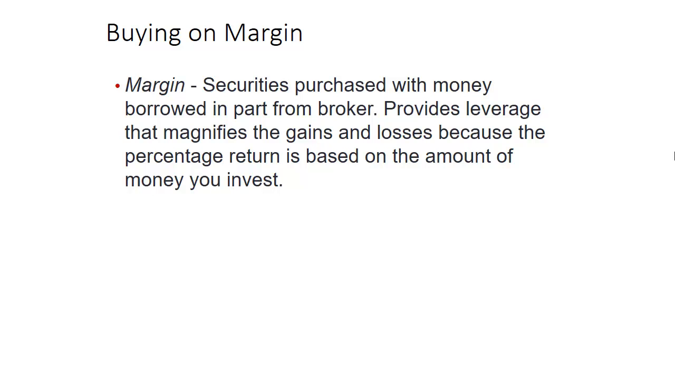I want to discuss the concept of buying on margin. When you buy on margin, securities are purchased with money borrowed in part from the broker. What this does is it provides leverage that magnifies the gains and losses because the percentage return is based on the amount of money you invest. So, for a fixed amount of money, you can actually own more shares of the stock.